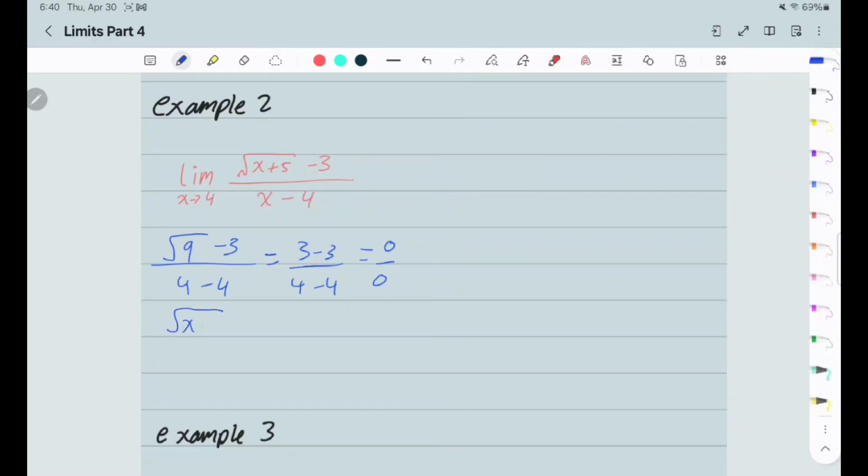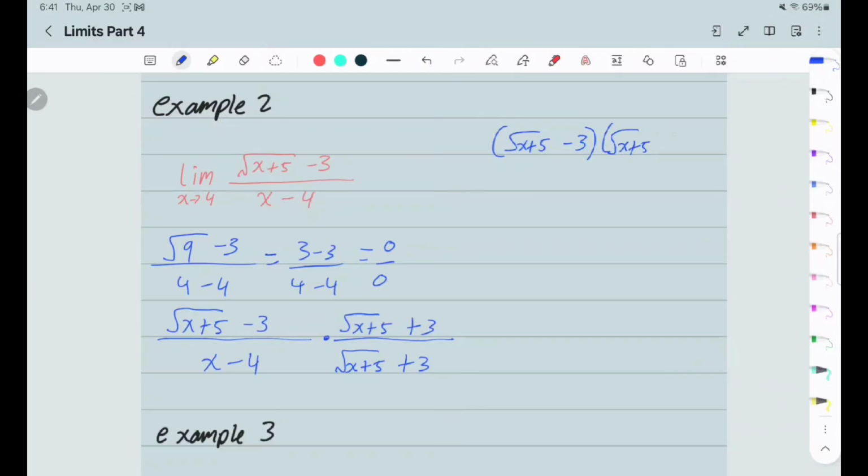I simply write down the original expression first, root x plus 5 minus 3 over x minus 4. Then I multiply this with the conjugate. It's going to be root x plus 5 plus 3. And whatever you do on the top, you need to do on the bottom. It's going to be root x plus 5 plus 3. Now I just simply multiply these two things. I say that root x plus 5 minus 3 multiplied by root x plus 5 plus 3, over x minus 4 times root x plus 5 plus 3.